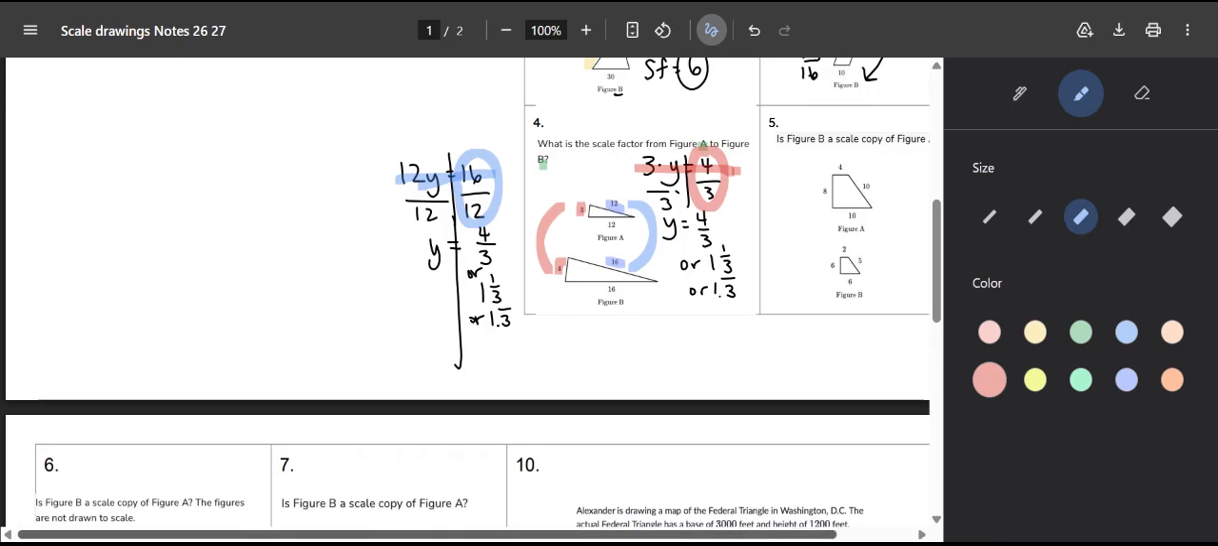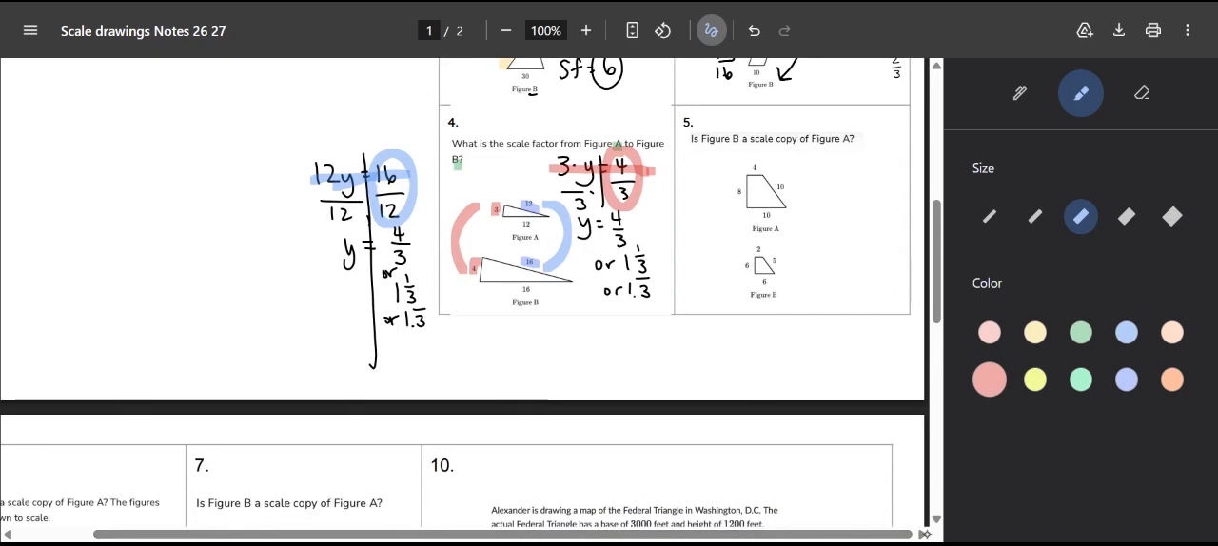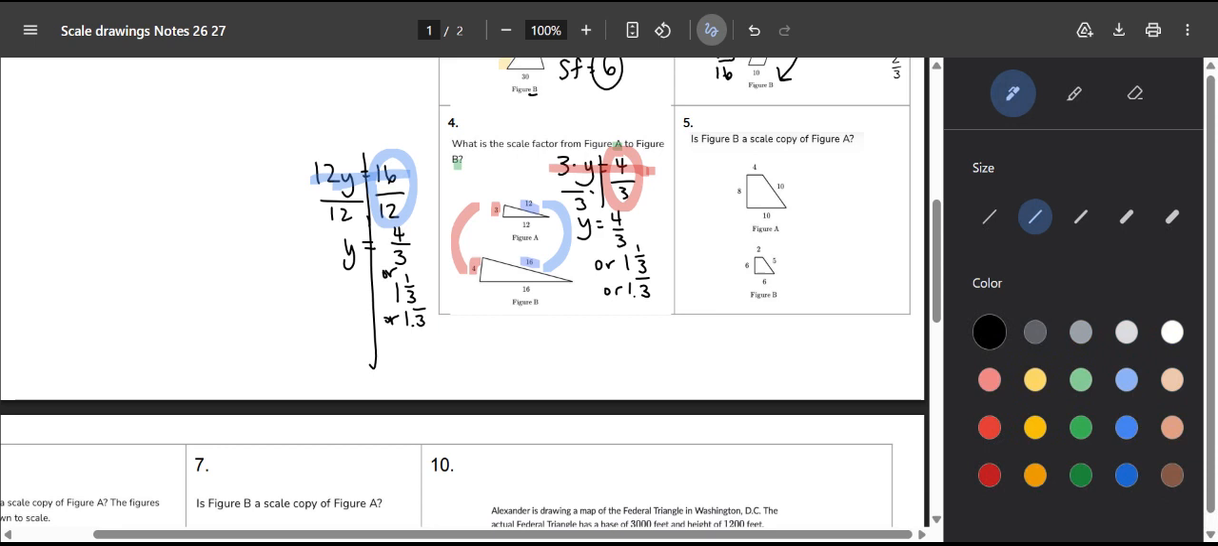Okay, number 5 is an I do problem. They're asking, is figure B a scale copy of figure A? If that is the case, then we can multiply all of the sides on figure A by the same number to get to their corresponding sides on figure B, or the ratio of all of those sides will be equal to each other. So I'm going to do figure A on top of my ratios and figure B on bottom.